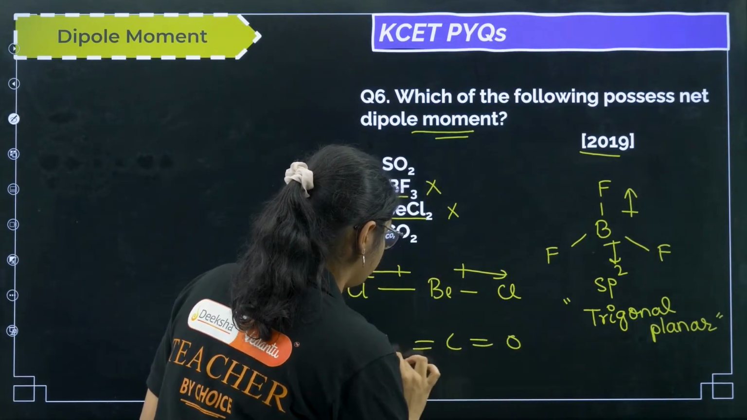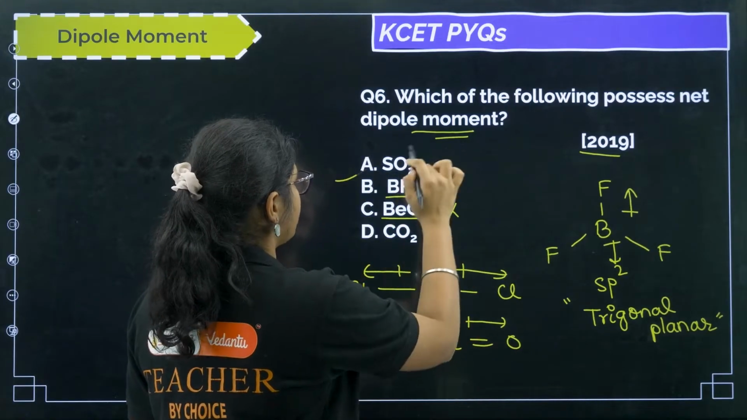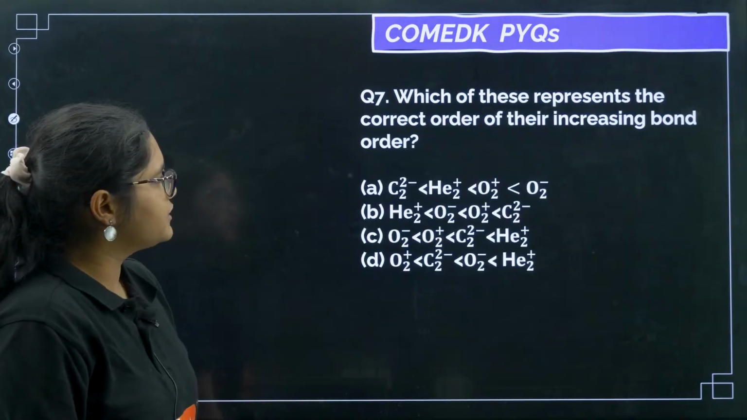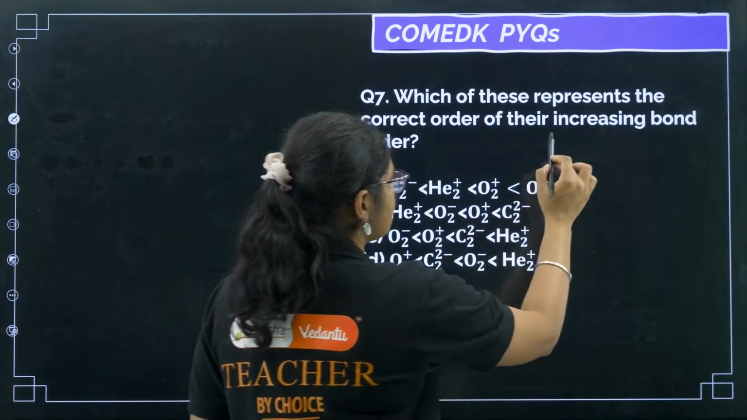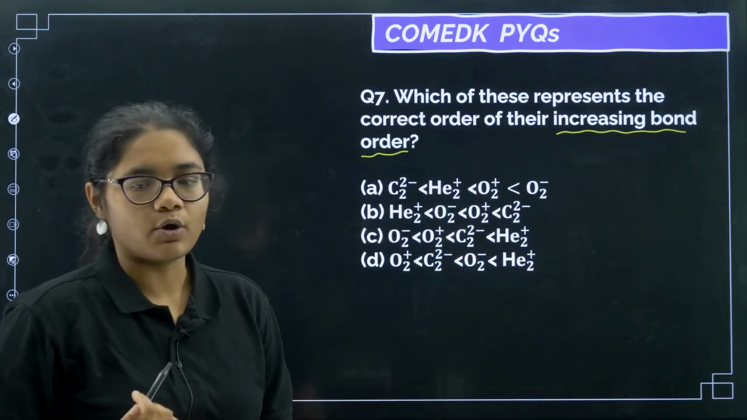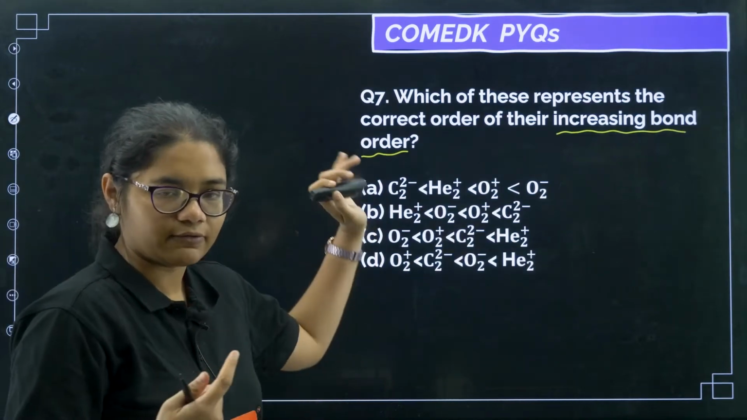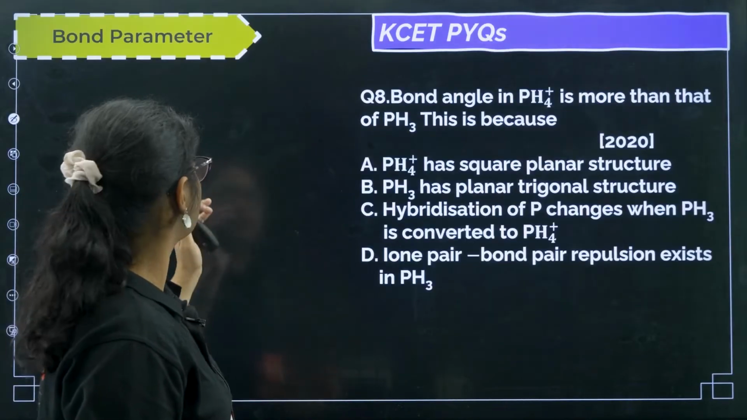Carbon dioxide, if you see here also sp hybridization, the net dipole moment is cancelled. The correct answer here is option number A. Next, which of these represents the correct order of their increasing bond order? Okay, increasing bond order. Now this question I'll be solving later. I have also discussed this question again, so we'll come back to this question once again. For now I'm leaving this.